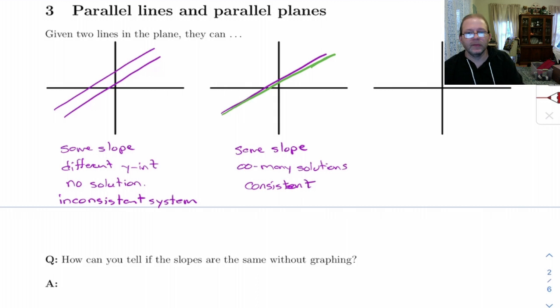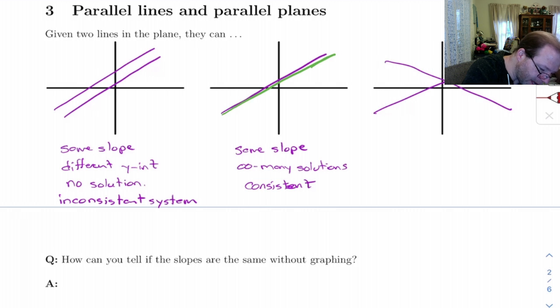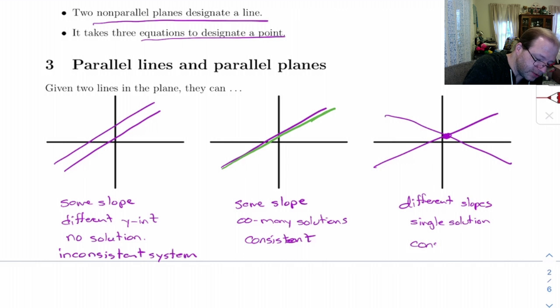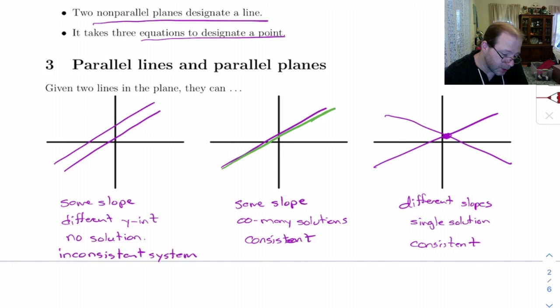Consistent. Okay, the third situation is where you've got one line doing this and one doing that. In other words, they have different slopes. So if you have different slopes, what you have is a single solution. And this is also called a consistent system because it has at least one solution. Now we say it has a single solution. That solution does have an x and a y coordinate to it, but it's still just one solution because it's just one point. One point is the solution.